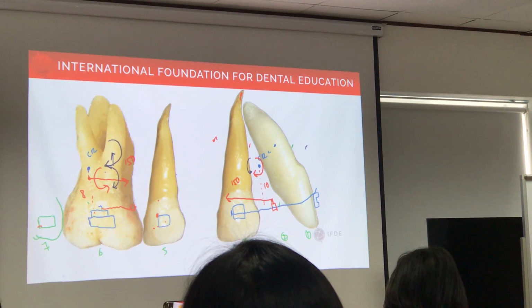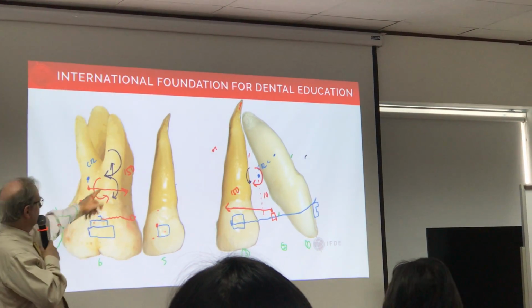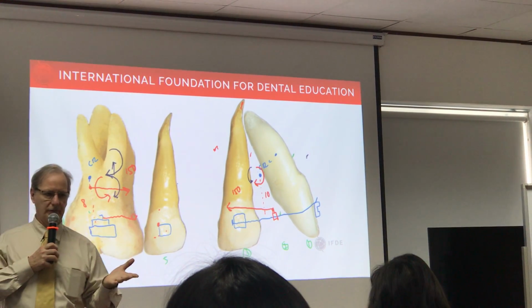With a closing loop, the tooth is going where? Go back. It's going back. Yes. So that's the big advantage of closing loops.